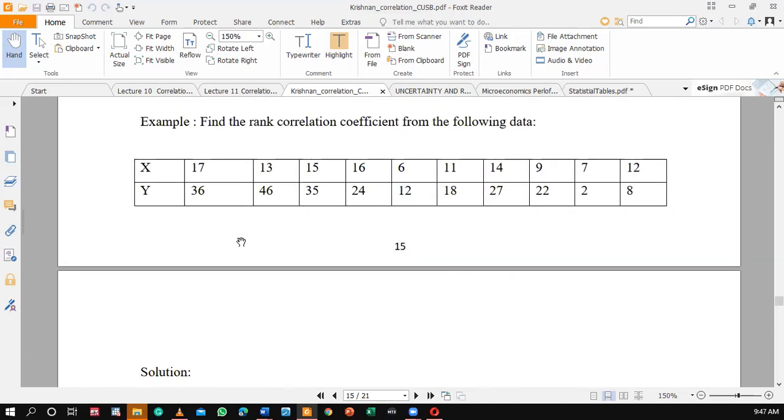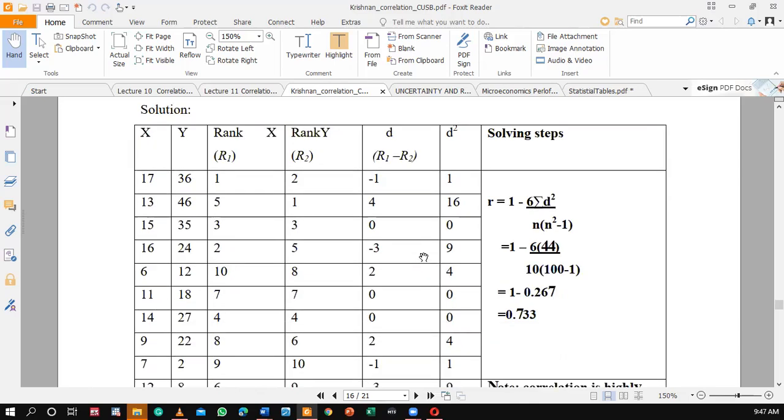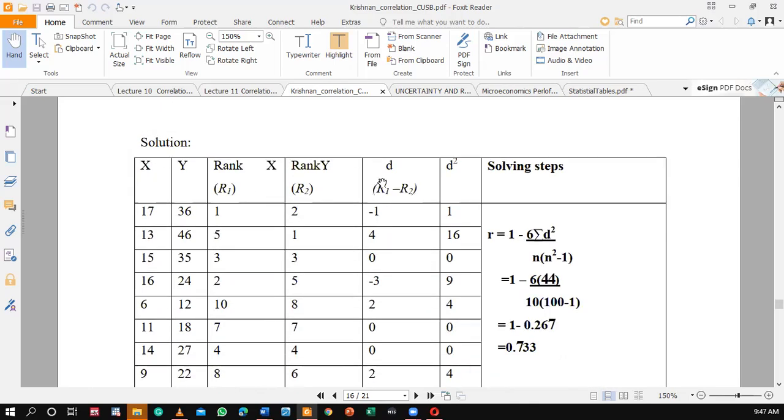Then you go to Y. For Y, 46 is the highest number, so 46 becomes the first rank. 36 becomes the second rank. 35 becomes the third. So you have to rank all the Y observations as well. When you are done, we are just left with finding D. So R1 minus R2: 1 minus 2 is -1. 5 minus 1 is 4.